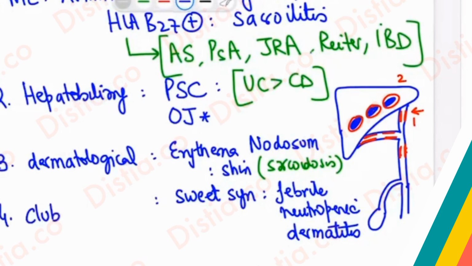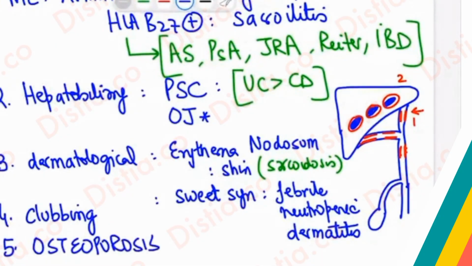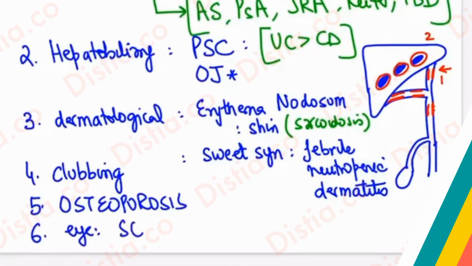Other features that can develop are like clubbing. So clubbing can be seen with cirrhosis of liver. Clubbing can be seen even with GI manifestations like inflammatory bowel disease. In fact, these patients can have a tendency to develop osteoporosis. Then even dermatological manifestations can occur. Eye manifestations can occur in these patients, like scleritis.